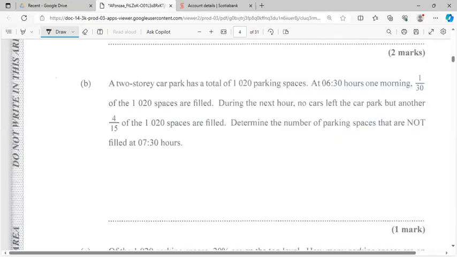It says a 2-story car park has a total of 1,020 parking spaces. At 6:30 one morning, 1/30 of the spaces were filled. During the next hour, no cars left the car park, but another 4/15 of the spaces were filled. Determine the number of parking spaces that are not filled.